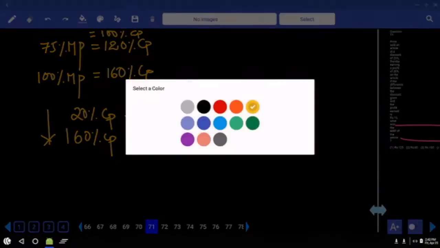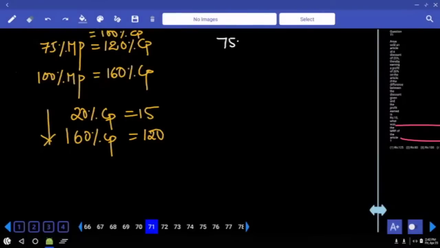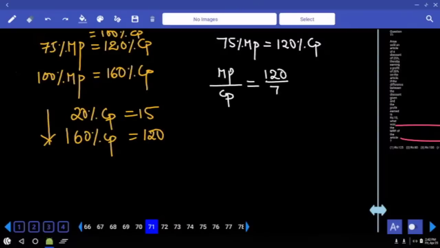The other way, after writing 75% of market price as 120% of cost price, let me write market price by cost price is equal to 120 by 75. You can still simplify it, but let us not go for it. Let me treat it as market price is 120 parts. Cost price is 75 parts. Is that okay?